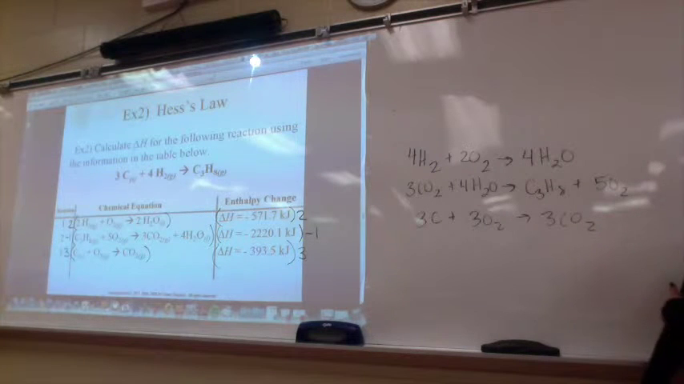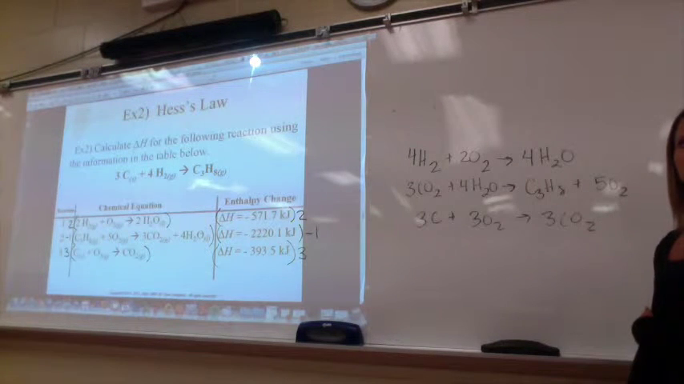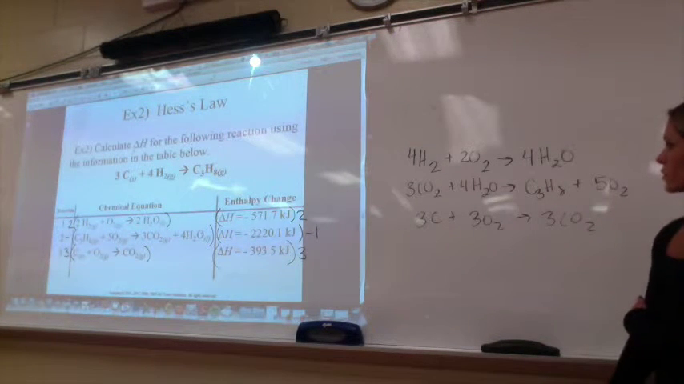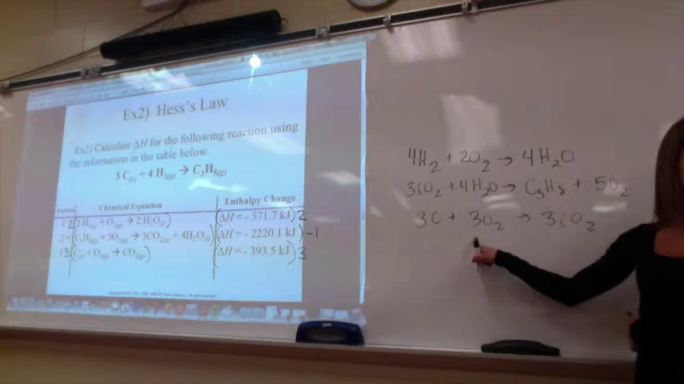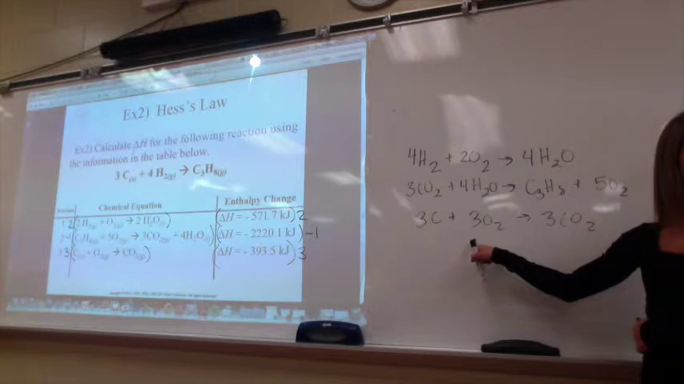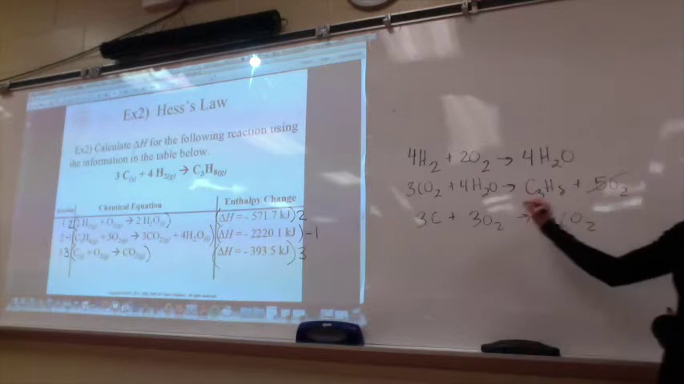So now you start canceling. We need 4 H2s. We don't need any O2, right? So I look for O2s. I have 2 plus 3 O2s on the left side. Do you see that? So that's 5 O2s, and then there's a 5 O2 on the right side. So those would just all cancel out.